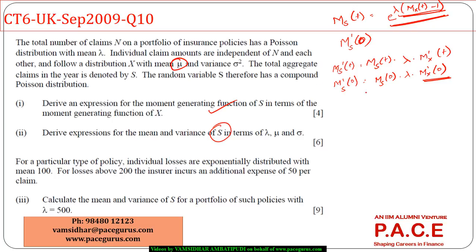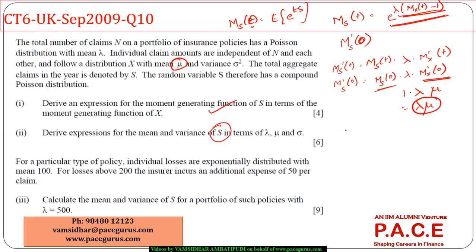I know that the mean of X is mu. So this is lambda times mu times MS of 0. MS of t is the expected value of e to the power of tS, so when I put t as 0, e to the power of 0 has expected value 1. So M dash S of 0 becomes lambda mu. So lambda mu is nothing but the mean of your distribution. The mean of S I have found out as lambda mu.